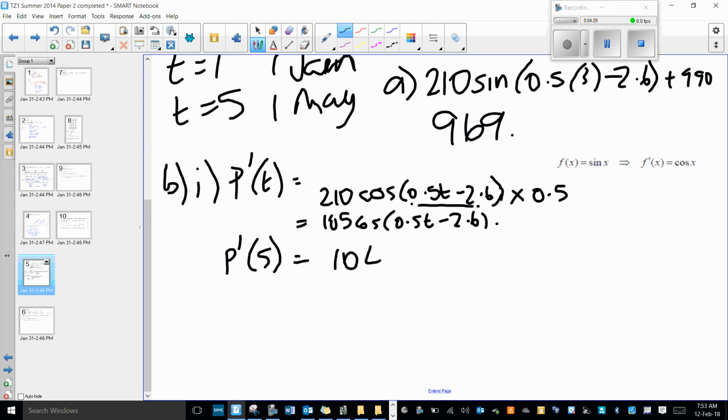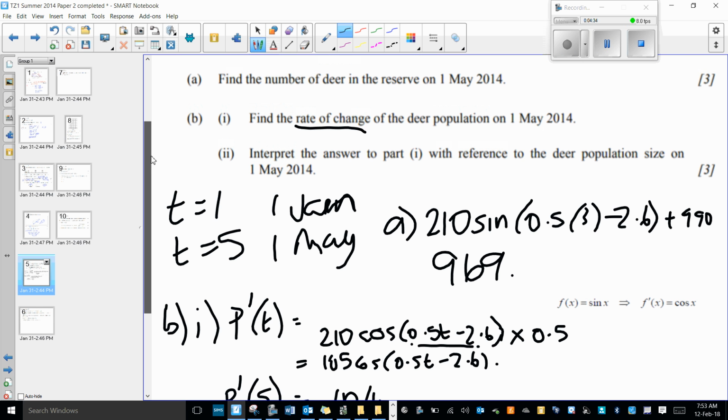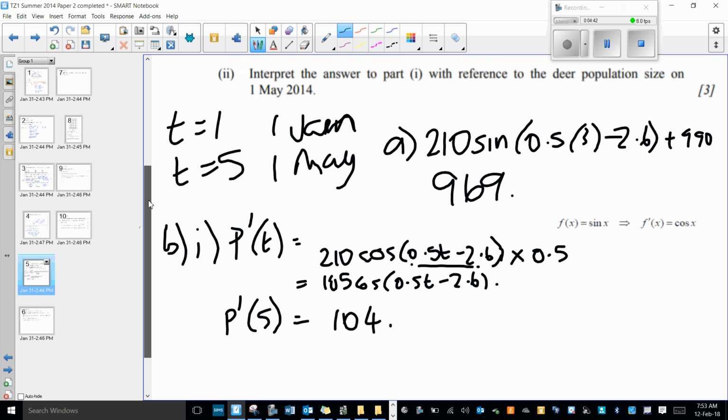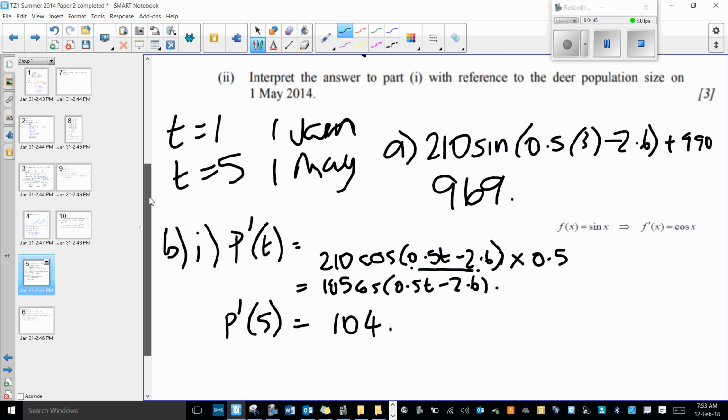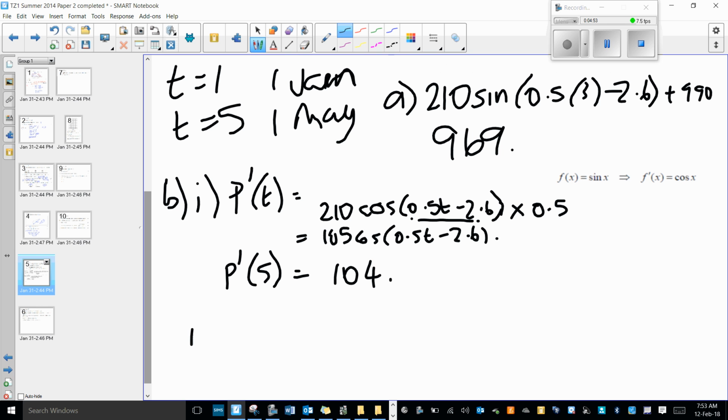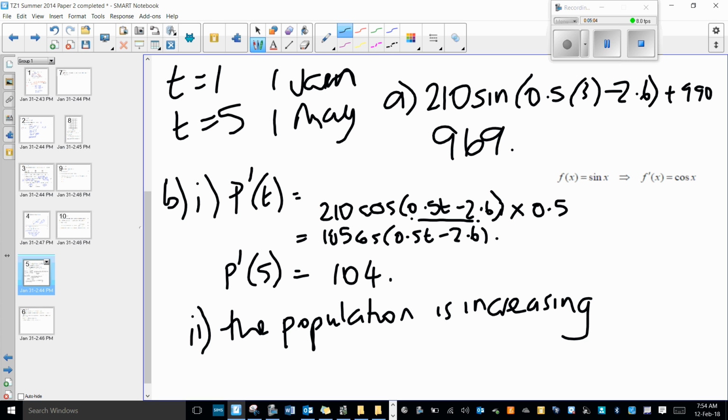Okay, interpret the answer with reference to the deer population size on 1st of May. Since the derivative is positive, that says that the deer population size is increasing. Because remember, the rate of change talks about the gradient. So the rate of change is positive, so therefore it must be an increasing population.